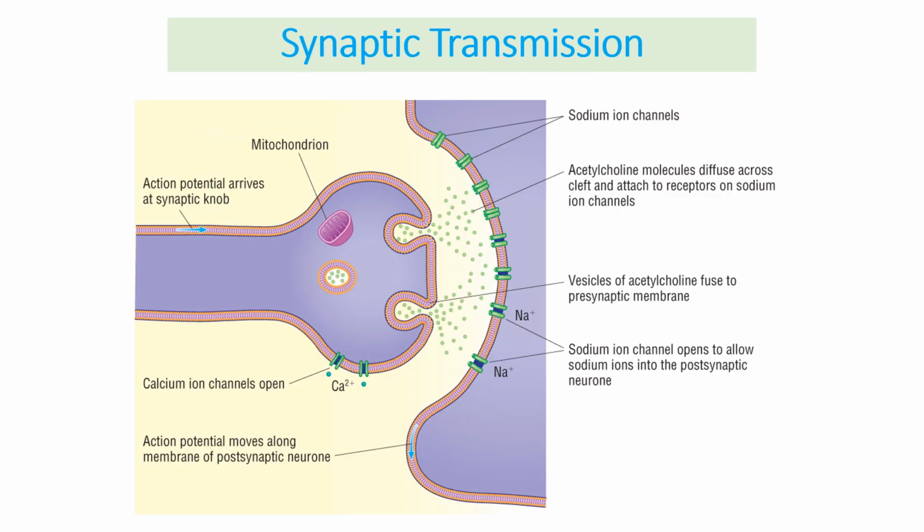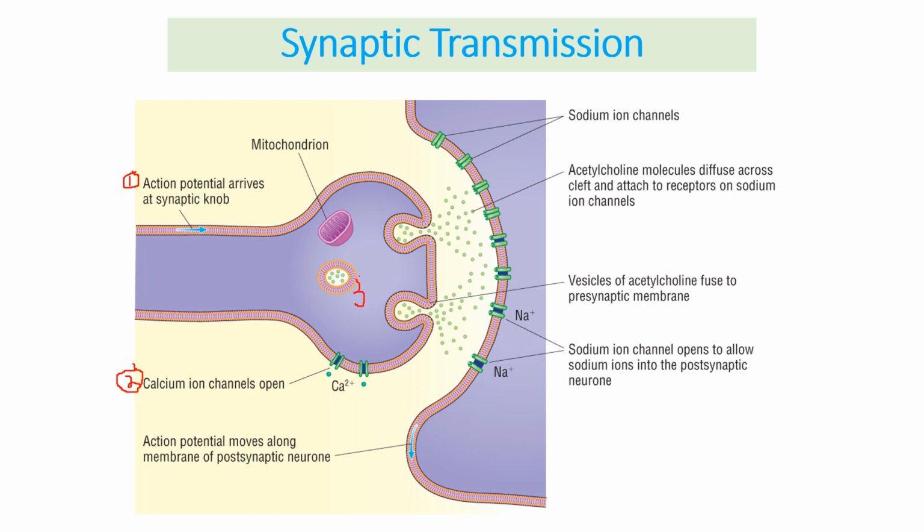Have a look at the events then. If we start off, the first thing that happens is the action potential arrives at the synaptic knob in the presynaptic membrane. So that's your first stage here. This then causes calcium ion channels to open, and the calcium ion channels then cause calcium ions to influx in. This then causes vesicles to do exocytosis.